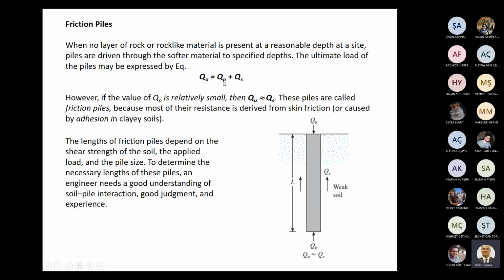However, in this case, Qp is relatively small. Then we can assume the ultimate capacity is almost equal to Qs. These piles are called frictional or friction piles because most of the resistance is derived from skin friction.